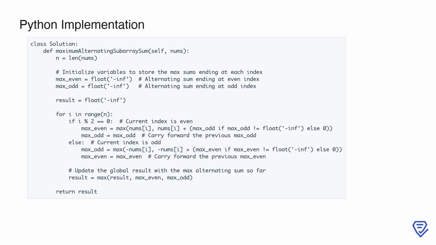At each step, the global result is updated to ensure it captures the maximum value among max_even, max_odd, and the current result. This ensures that the algorithm considers all possible subarrays while maintaining an optimal time complexity of O(n), where n is the length of the input array. The algorithm initializes max_even and max_odd to -infinity to handle edge cases where no subarray has been processed yet. The final result is returned as the maximum alternating subarray sum.